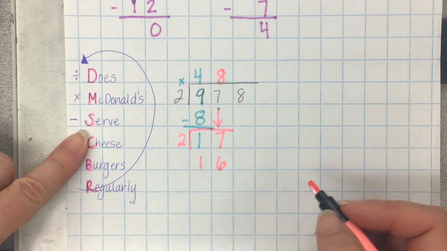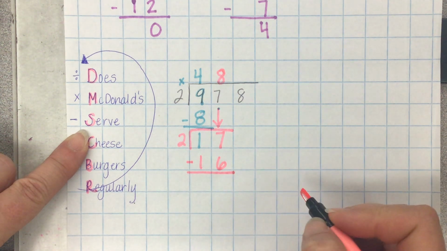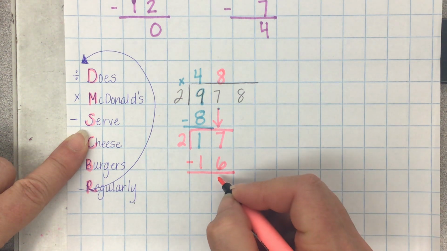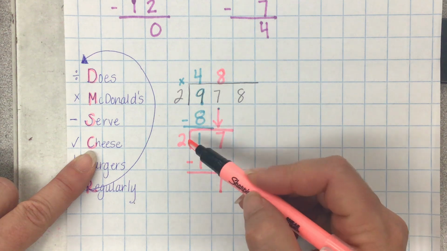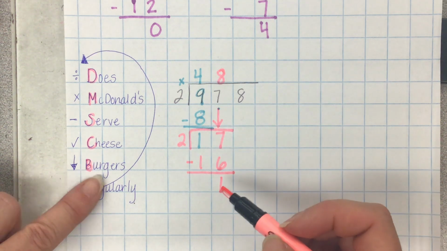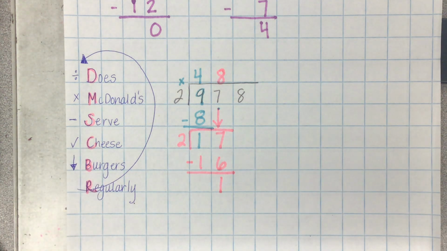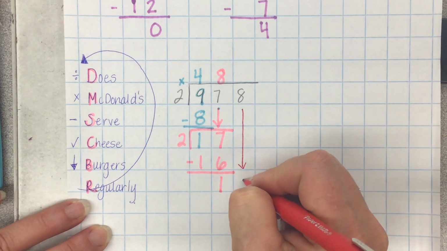Serve stands for subtract. 17 take away 16 is, shout it out, 1. Now we're going to check. Is 1 less than 2? Yes. So now we bring it down, but I'm going to switch colors because I'm moving on to the next digit. So I'm going to bring down the 8.